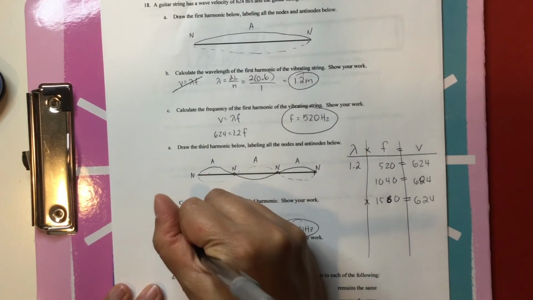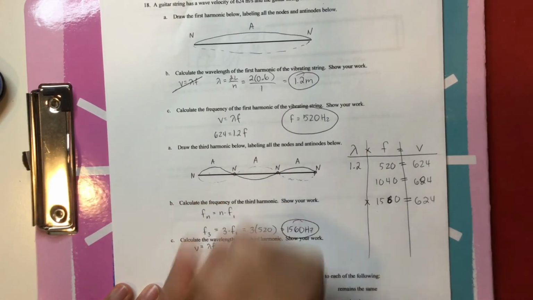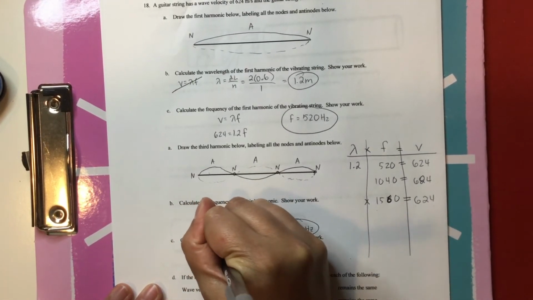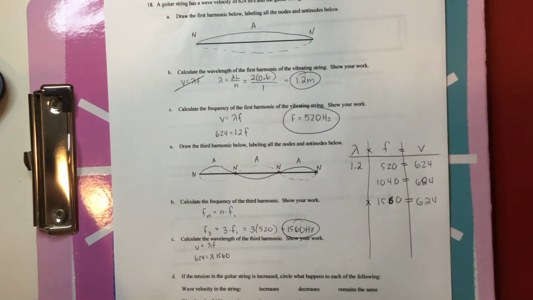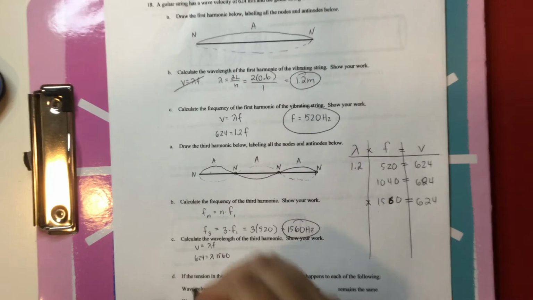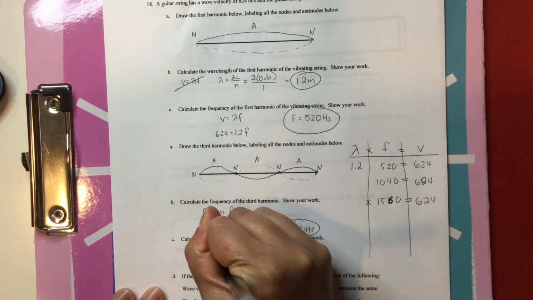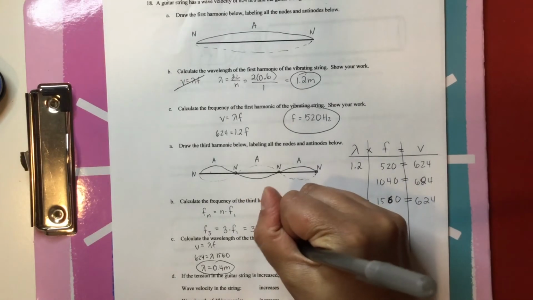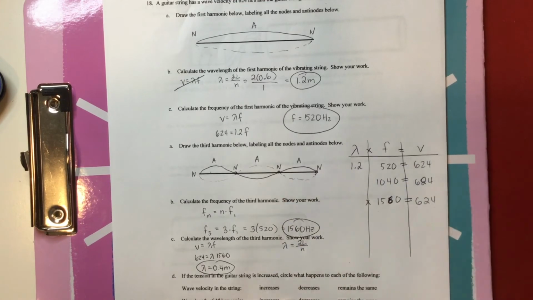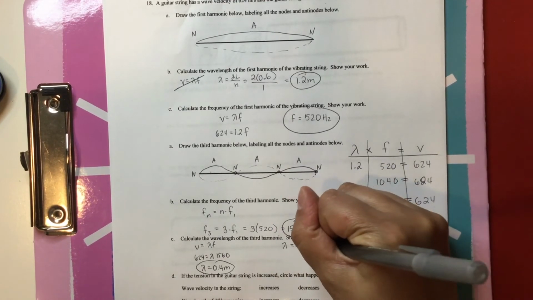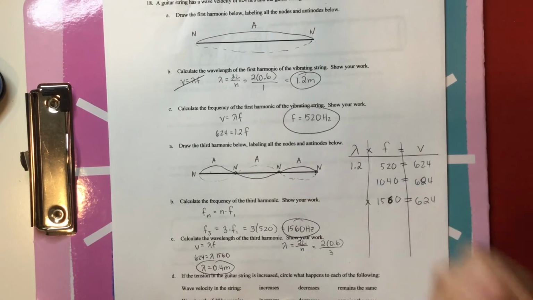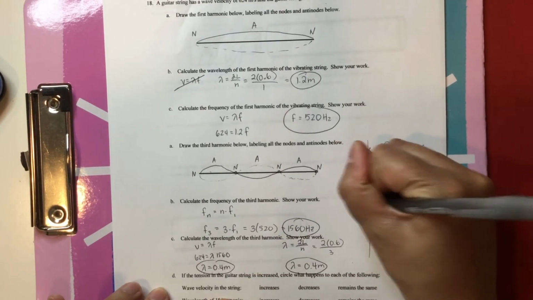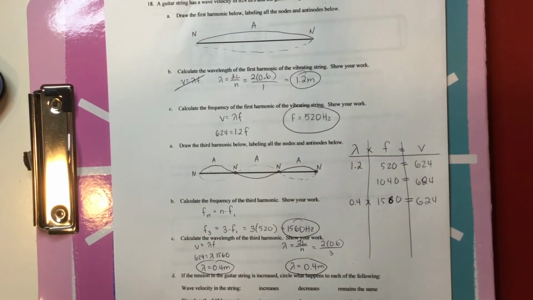And if I wanted to show my work for that, I would do V equals lambda F. 624 equals lambda times 1560, and divide on both sides. This would get me lambda as 0.4 meters. Ooh, and if I've done it this way, I can double check the other way. Alternatively, I can do lambda is equal to 2L over N. Since this is my third harmonic, that would be 2 times 0.6 over 3. And that gives me the same result, 0.4 meters. So I must have done something right if both ways find me the same answer.